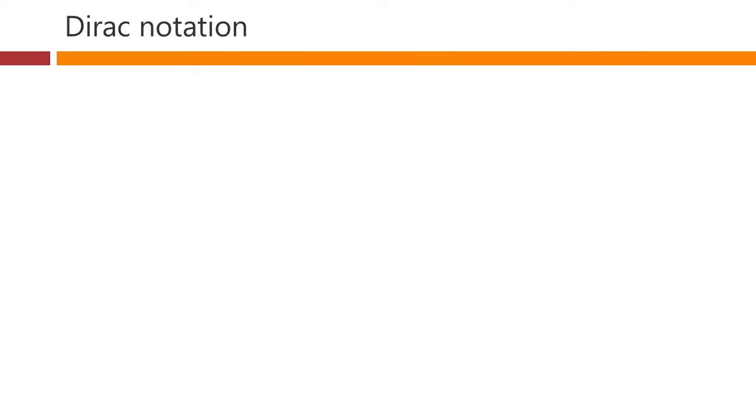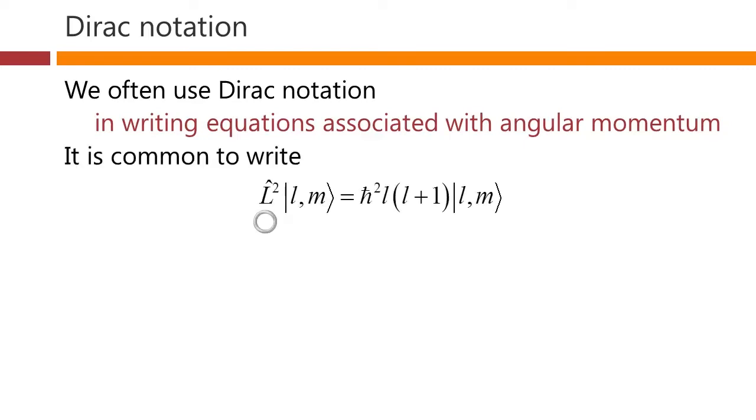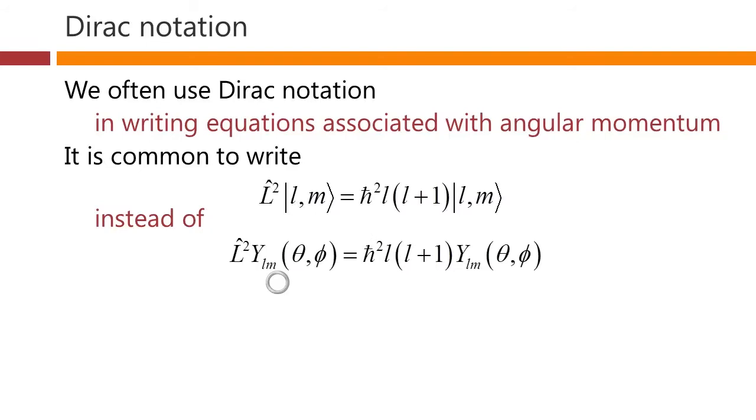We will often use Dirac notation in writing equations associated with angular momentum. We could write, for example, L squared operating on this ket here, and we've put in the indices L and M inside the ket. We'll presume that we realize we're talking about spherical harmonics, and these then are the indices for the spherical harmonic. And similarly, we have it on the right-hand side as usual for our eigenequation. And we write that instead of writing everything out with the spherical harmonic function. There's no difference between these two equations, but this one gives us a shorthand form.